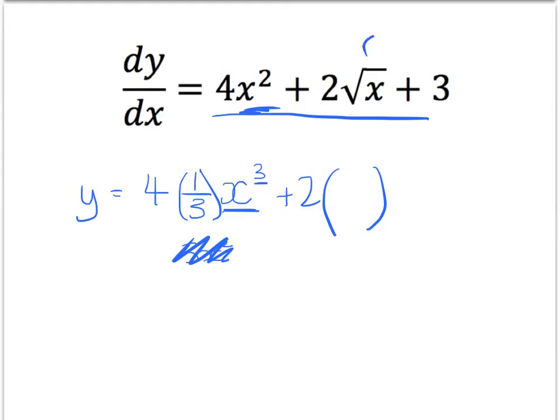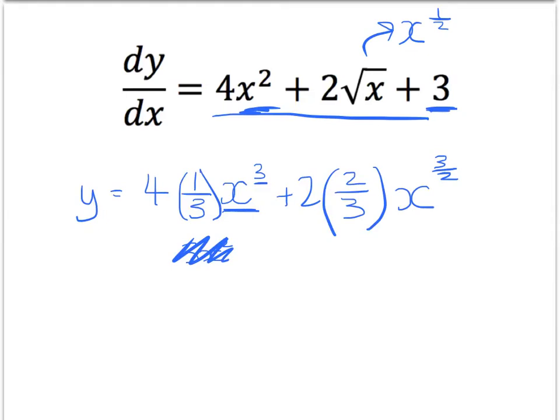So this was x to the half. So now we're going to have x to the 3 over 2, because we've added 1 to the power. Okay, so then we're going to have to divide by 3 over 2, so that's the same as timesing by 2 over 3. And then this 3.